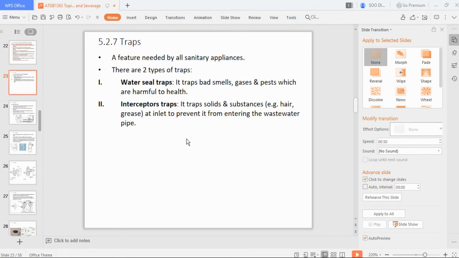Okay, next we have our traps. So this is coming back to our internal sanitary appliances. You can use it for your assignment. There are two types of trap. The first is the water seal trap. It traps bad smell, gas, and pests. And the second is the interceptor trap. This traps solids and substances, usually your hair, at the inlet to prevent it from entering the wastewater pipe.